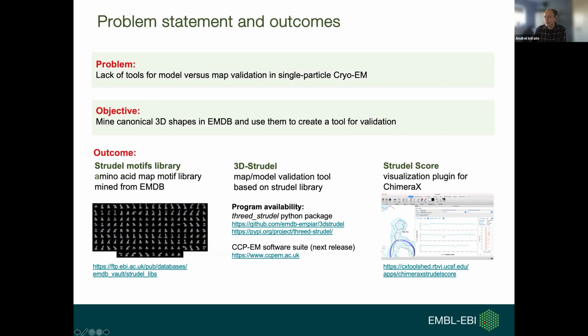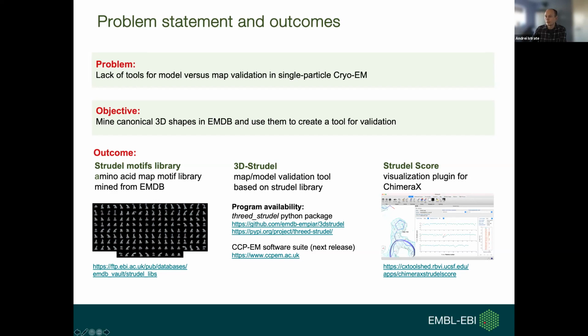This is how it looks. It contains 155 motifs, one for each rotamer, and they are derived for 7 resolution bands. They are periodically updated as new entries are coming in. And currently they range from 2 angstrom up to 4 angstrom resolution. And they are accessible at this address on our FTP area.